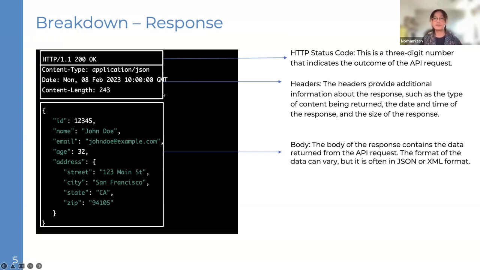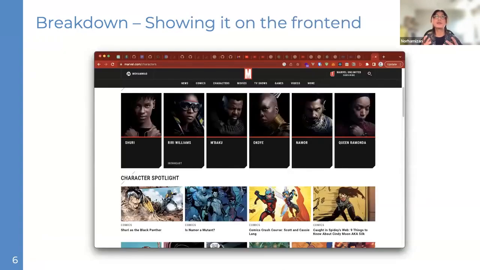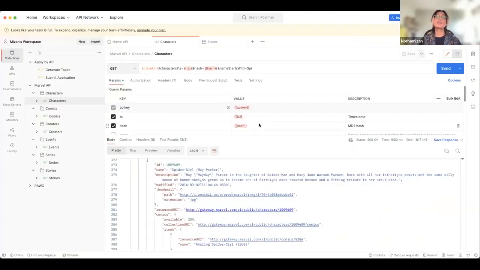All right. And this is what it would show on the front end. So we have a list of characters, a list of character spotlights, and depending on how you structure your website or mobile apps, you can use the data from the API with the images and the data that is in the response. So I would show an example, a little bit of an example. Right, so right now I'm on my Postman. Postman is a graphical user interface that you can use to test APIs.